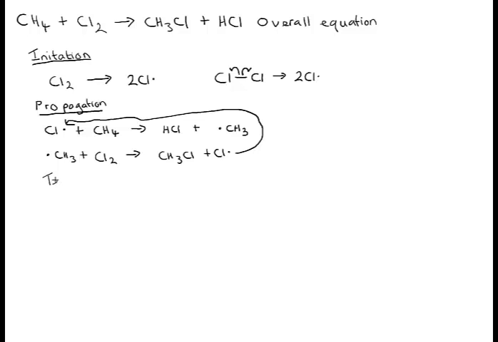So I'll show you some termination reactions. So in termination, you could get, say, two chlorine free radicals come together. And that will form a stable chlorine molecule. Or you could get a methyl free radical and a chlorine free radical could come together to form chloromethane.